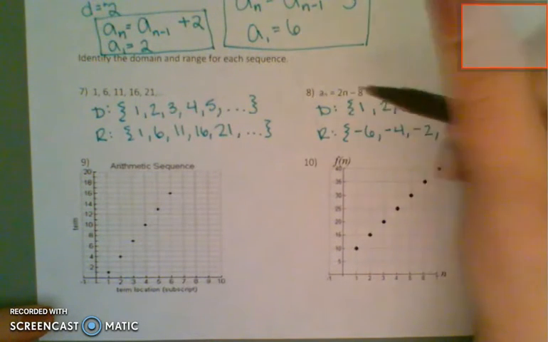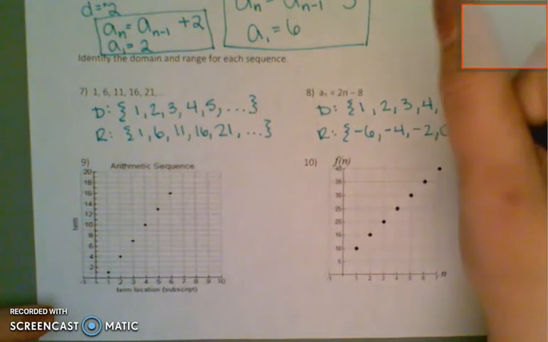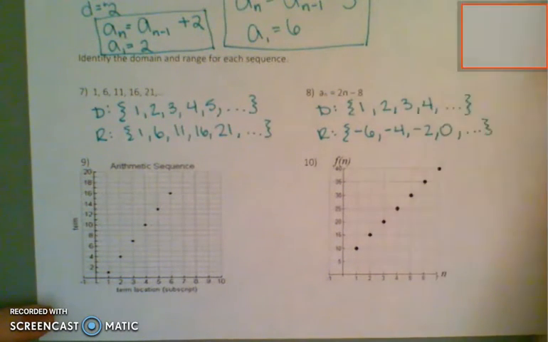We're on the fourth one. 4 times 2 is 8. 8 minus 8 is 0. And then dot, dot, dot. Notice how since there's 4 numbers in the domain, there's 4 numbers in the range. They have to be the same amount.